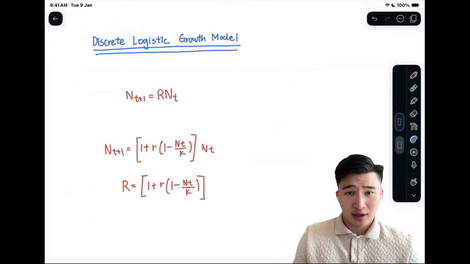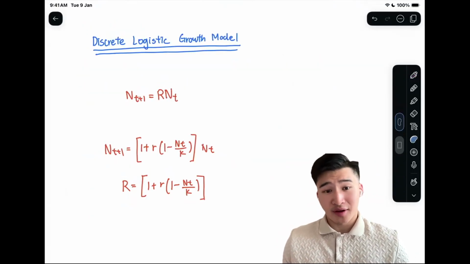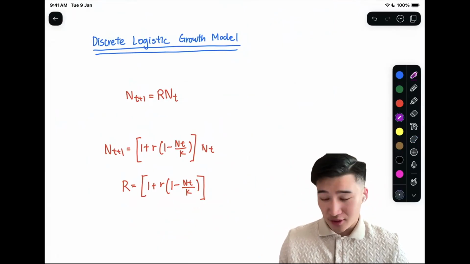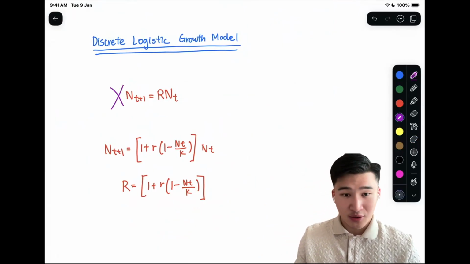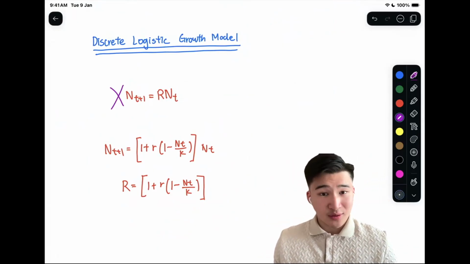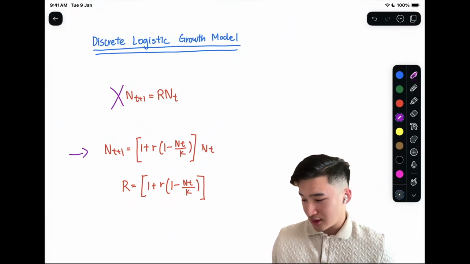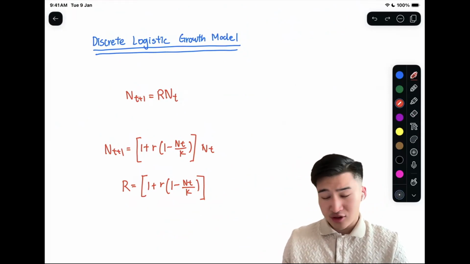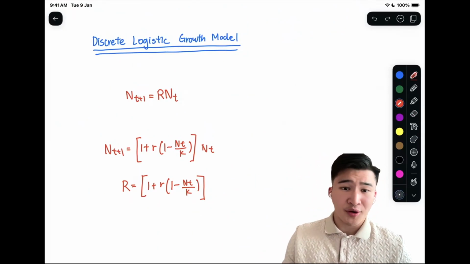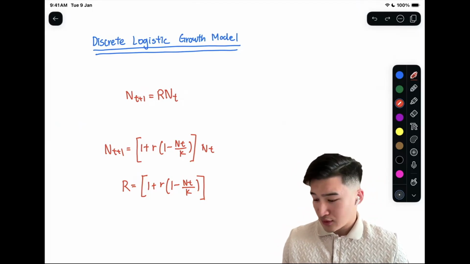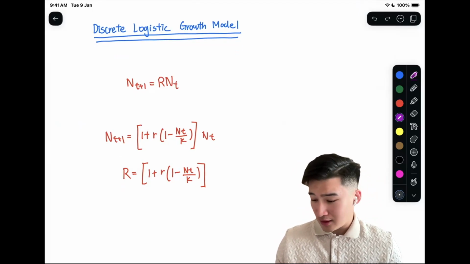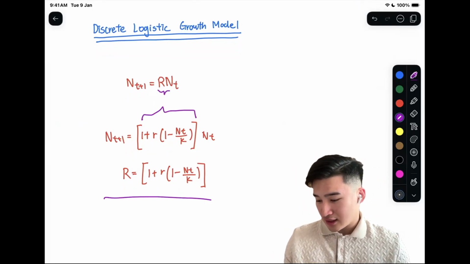So here we have the discrete logistic growth model, and this is the formula. Now, please do not think that the logistic growth model is this one. This is just the one that we've shown in the past, the discrete time model. And the discrete logistic growth model is actually this one, okay? And I put this equation here just to show you the difference. We actually derived the discrete logistic growth model from our previous equation. So looking closely, both equations are similar, but the R is actually equal to the entire chunk inside.